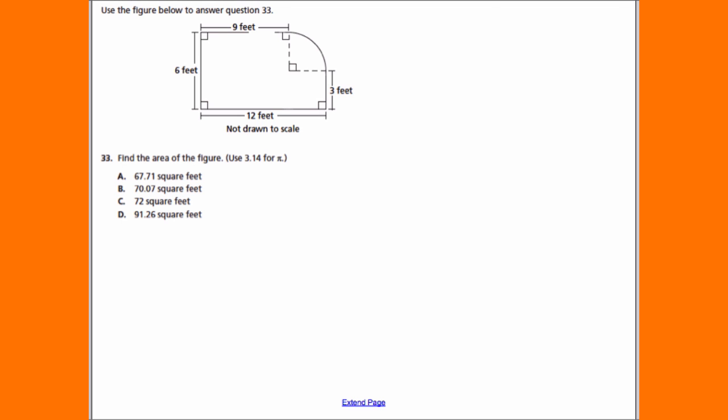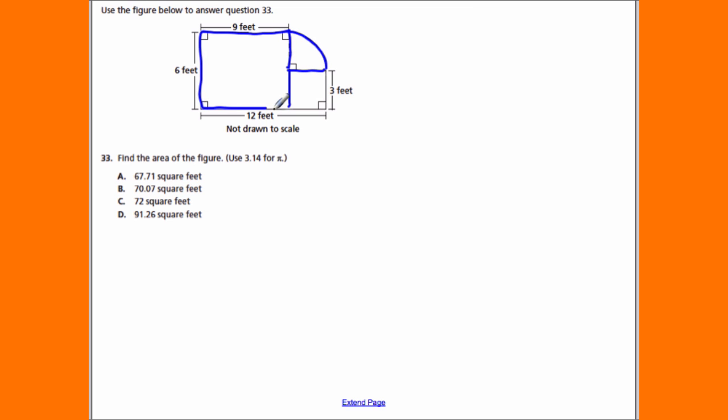Let's look at question number 33. Find the area of the figure using 3.14 for pi. They give you your different possibilities, including 67.71. And I look up here and I see a rectangle, but one of the corners is kind of thrown off. So what I like to do is break this into parts, into different types of shapes.